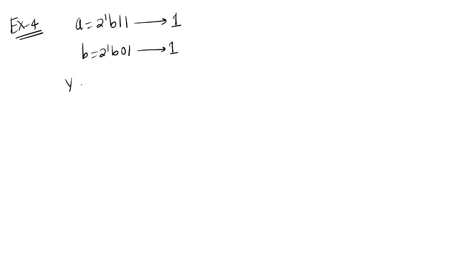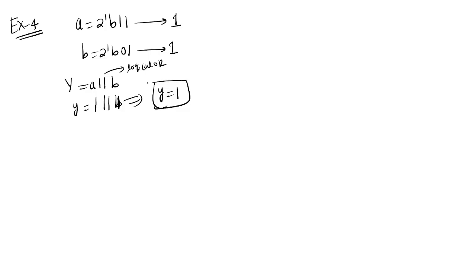Next example. Suppose A equal to 2'b11, this will take as 1. B equal to 2'b01, this will take total value as 1 only. So Y equal to A logical OR of B. This is the symbol for logical OR. So Y equal to 1 logical OR of 1. So that means here you are getting Y equal to 1. 1 OR 1 equal to 1 only you are getting.